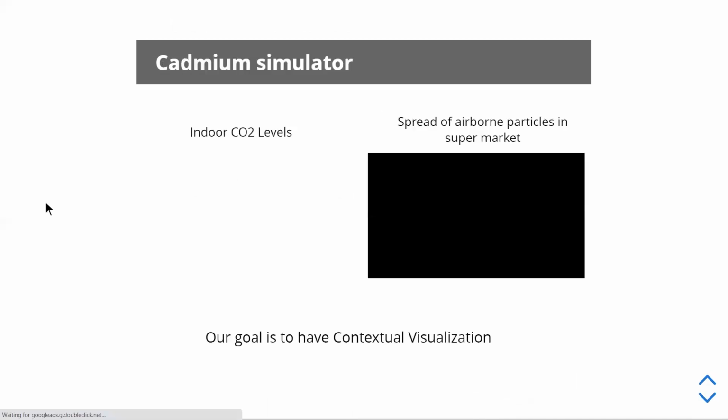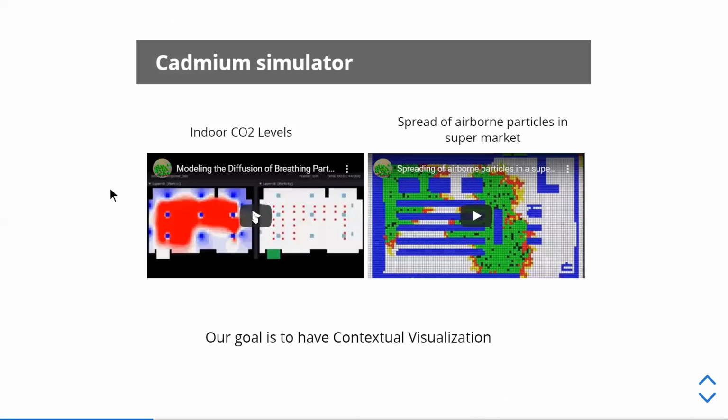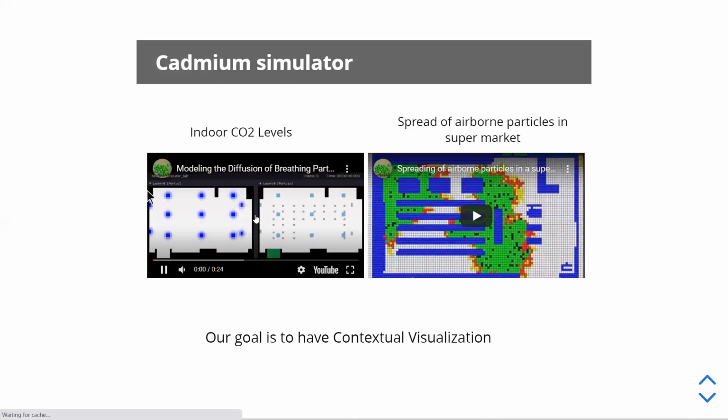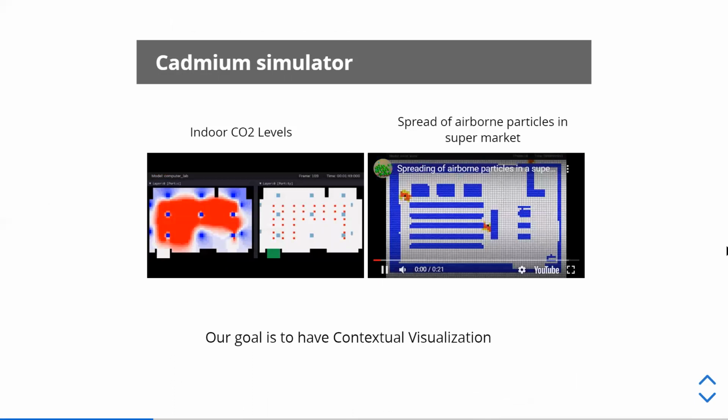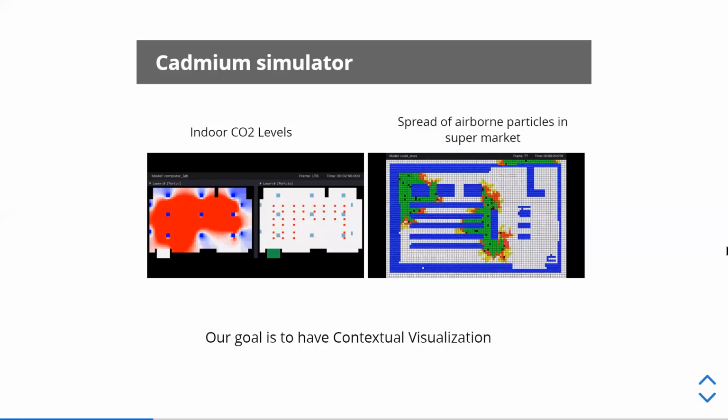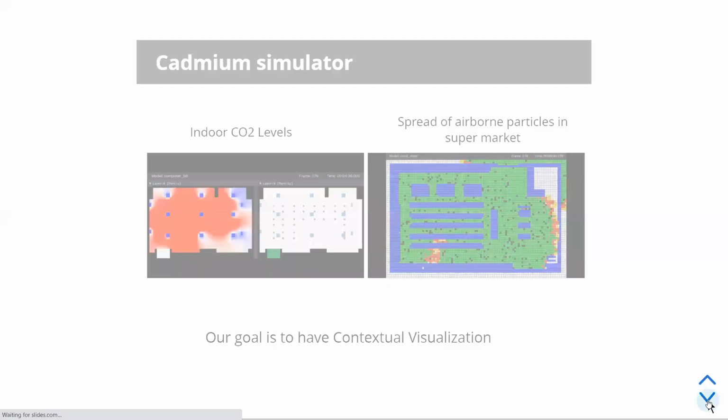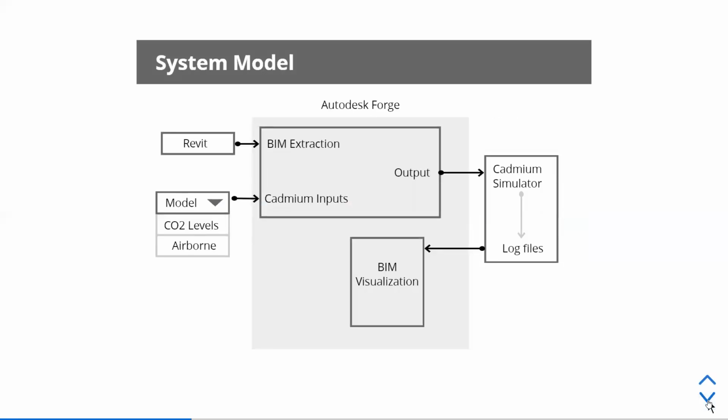We have repositories of formal models in Cadmium Simulator like CO2, evacuation model, or spread of airborne particles. Our visualization is mostly 2D and lacks contextual visualization. So we would like to integrate these output results in BIM models for contextual visualization. During the hackathon, I attended a workshop conducted by Jaime on Autodesk Forge and found it feasible for our implementation.